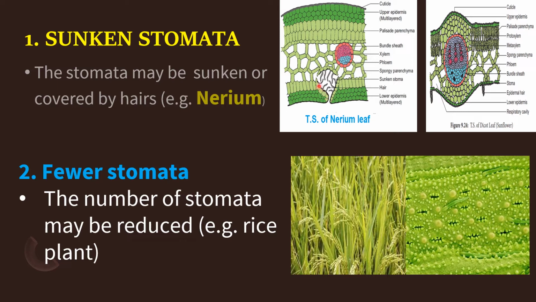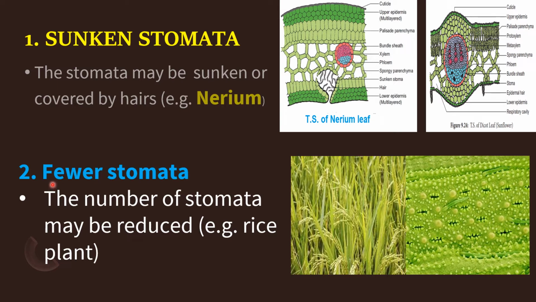Here epidermal cells are inwardly placed in some areas. Then the stomata are sunken. Here you can see this condition is called sunken stomata. They are placed inwardly and covered by hairs. Example, nerium, very important. You have to remember this adaptation is to reduce transpiration.